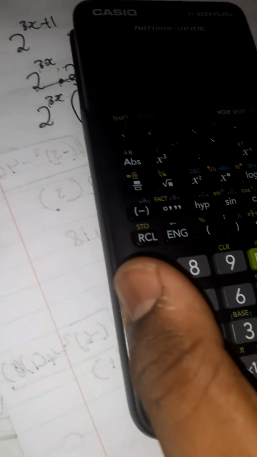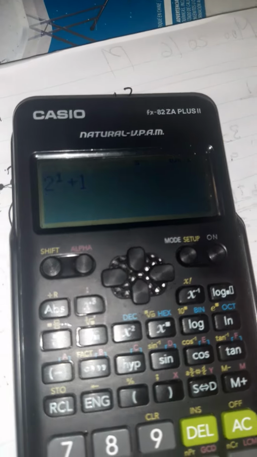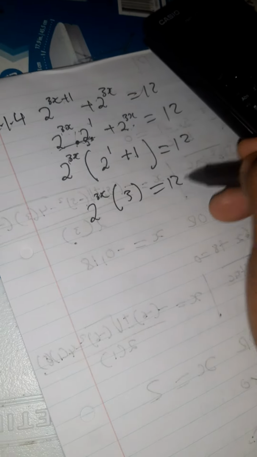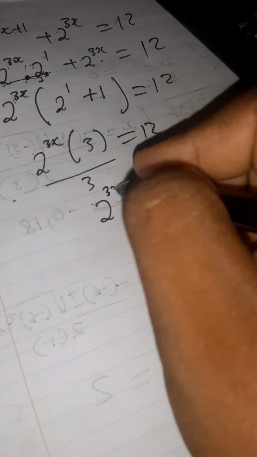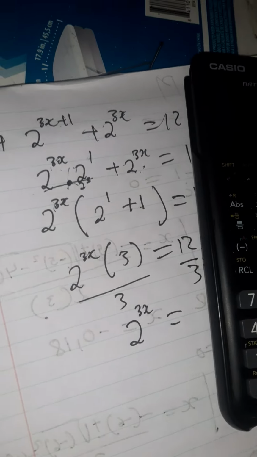Let's check what 2 to the power of 1 plus 1 is. 2 to the power of 1 plus 1 is 3. So I'm going to say 2 to the power of 3x, open bracket, 3, close bracket, is equal to 12. Now let me get rid of this 3. I'm going to divide both sides by 3. Then I'm left with 2 to the power of 3x is equal to 4. 12 divided by 3 is 4.